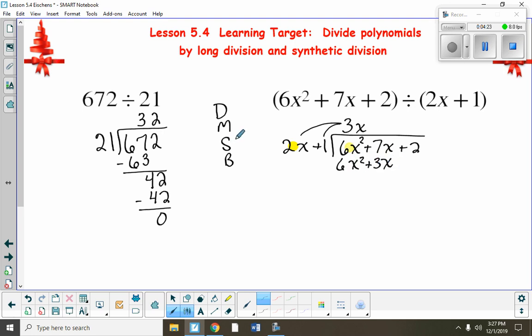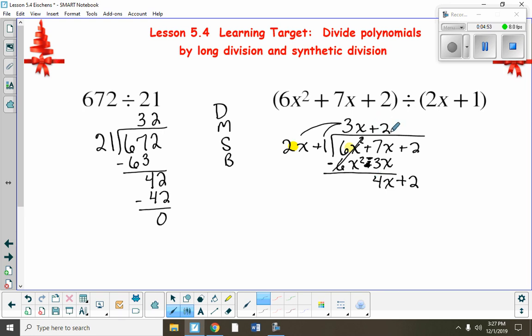Next, we subtract. Now, be careful here because you're subtracting the whole thing. So this becomes a minus, and this becomes a minus. So I'm going to just scribble that out right there. So now we subtract. So this cancels. 7x minus 3x is 4x. And now we bring down plus 2. So now we're back to the top. We divide 2x into 4x. So 4 divided by 2 is 2.